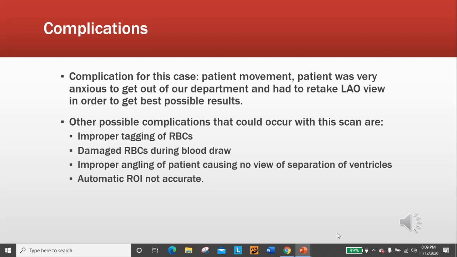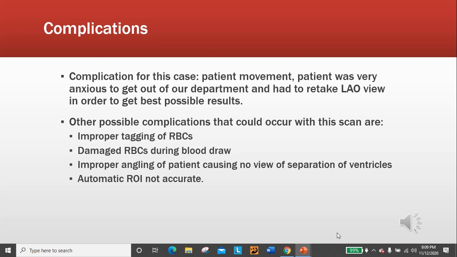Now, we were taking the LAO view, and then he was just very shifty and anxious, so I had to literally stop the view and then let him know, hey, these are 5-minute pictures each time. It is very important for us not to have movement so we can get the best possible results. If you continue to move, we're going to have to keep retaking them, and it's going to be longer for you to be in the department. He seemed to understand that and then was fine the rest of the time. We just had to retake that LAO view.